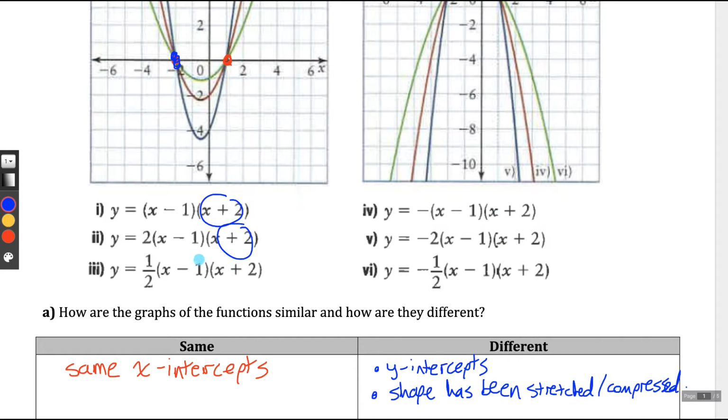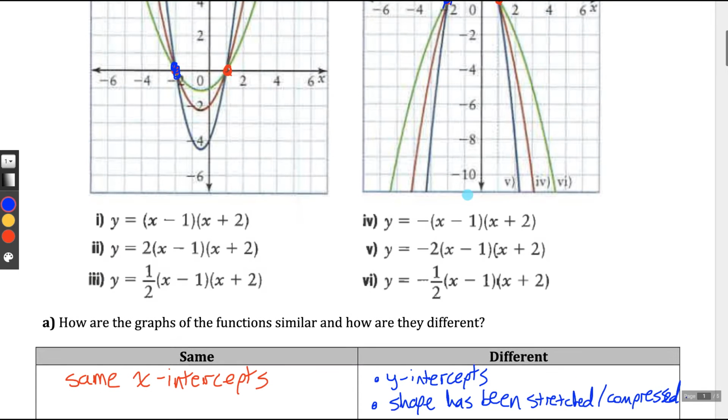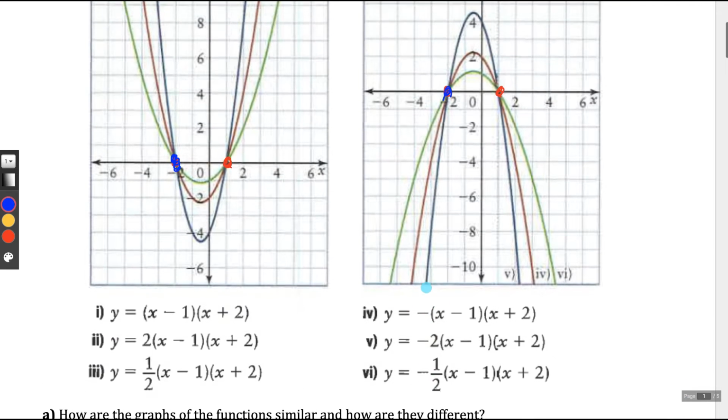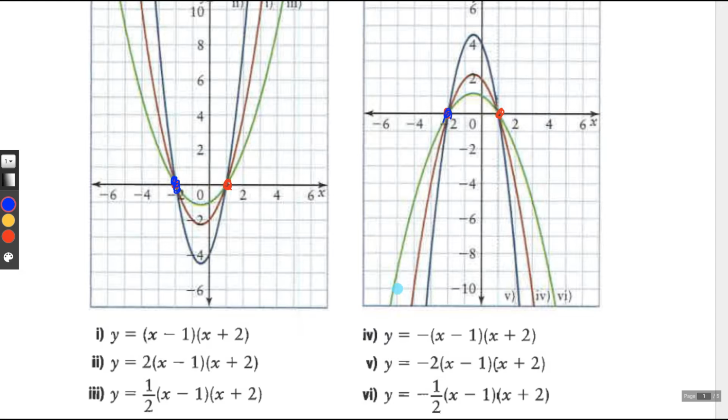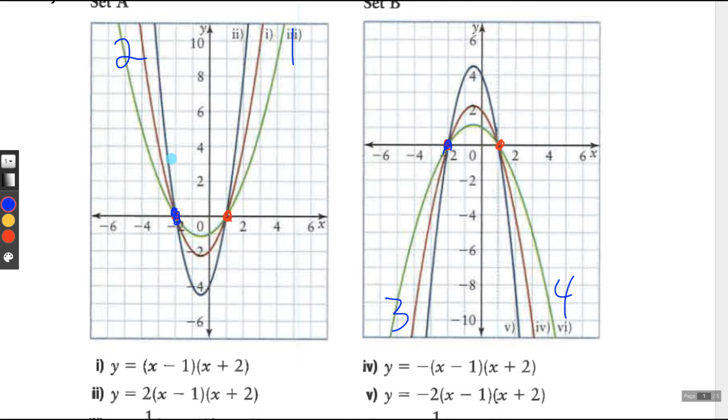Okay, well then why do they have different shapes and different y-intercepts? Well, that's because of the leading coefficients. Look, they all have different leading coefficients. We have leading coefficients of 1, 2, a half, and -1, -2, a half. That's what's changing the general shape based on the stretch or compression factor that's in front. And also notice the negative leading coefficients made the function open down. They're all going from Q3 to Q4. And the positive leading coefficients made them open up. They were going from Q2 to Q1.